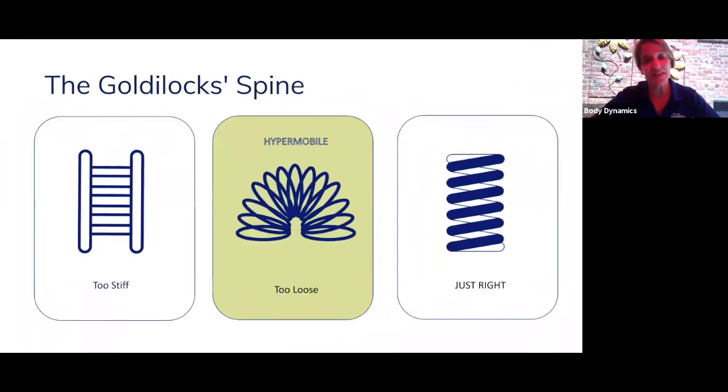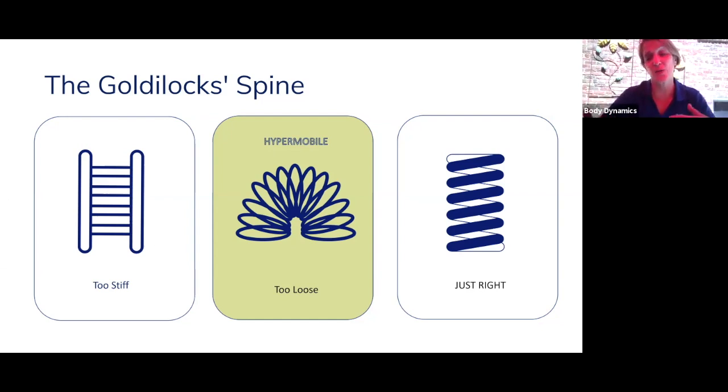So let's dive in a little bit more and give you a visual of what we're talking about when we talk about a spine. I separate spines into three different models. I'm simple and I like simple models, and so there's the ladder, the slinky, and the bed spring. The ladder is very stiff and those are folks that have a really hard time moving through space.